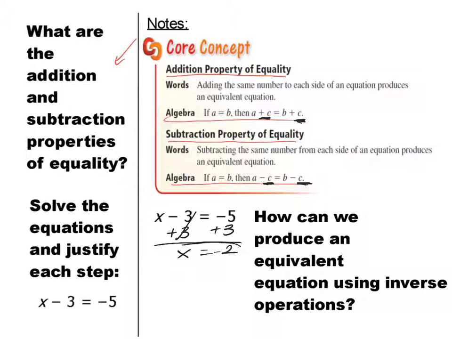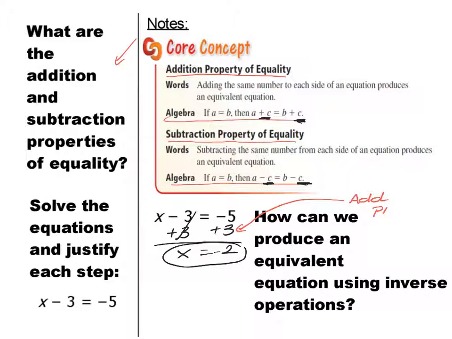That's my answer. And then when it says justify, all I want to do is justify this. What allowed me to do that? What property? It's the addition property, which is one of the inverse properties, right? Because when I add a 3 and I subtract a 3, they cancel out because they're inverses, right? So all you're going to write is the addition property. If I added, then I use the addition property. If I subtracted, then I use the subtraction property.